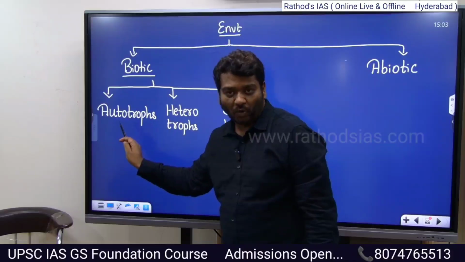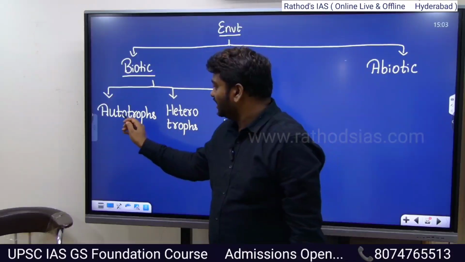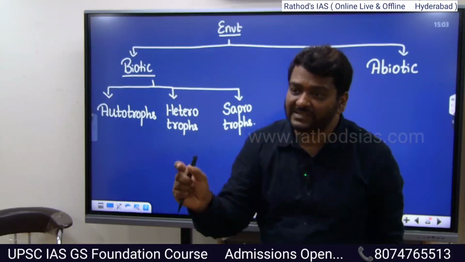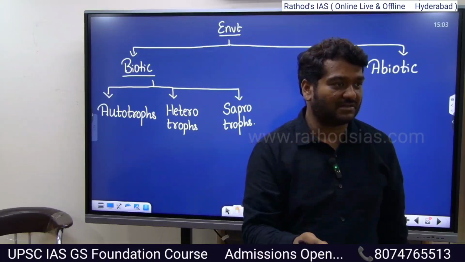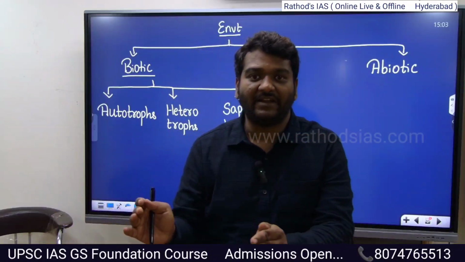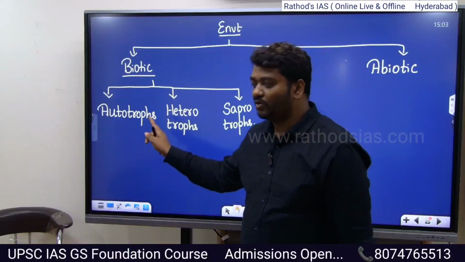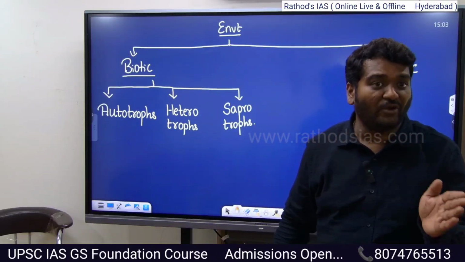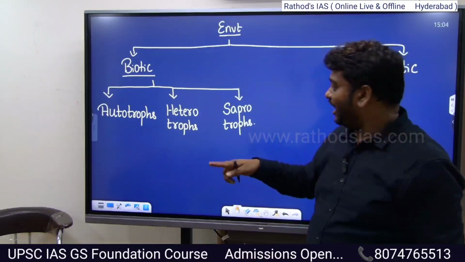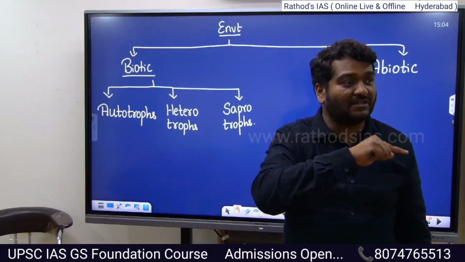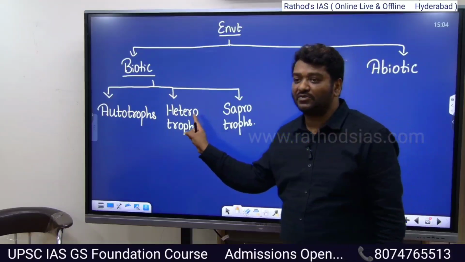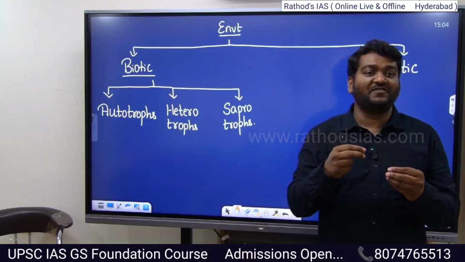Autotrophs. Auto means self. Any organism which can prepare food by itself without depending on others is called an autotroph. Plants, fungi, and a few bacteria all come under autotrophs. And when we talk about heterotrophs, hetero means depending on multiple things. Any organism which depends on other organisms or multiple sources to get energy is called a heterotroph.